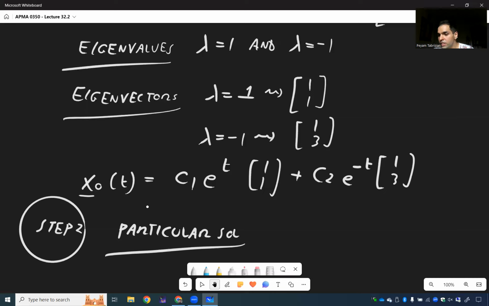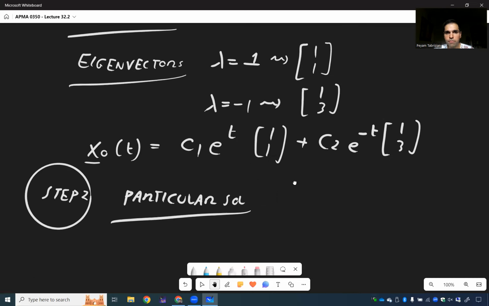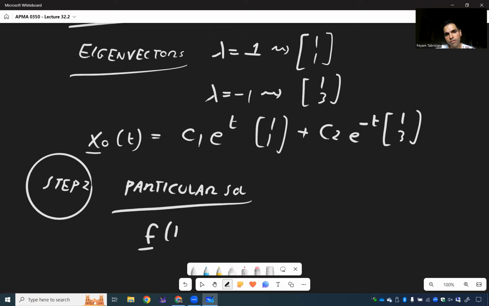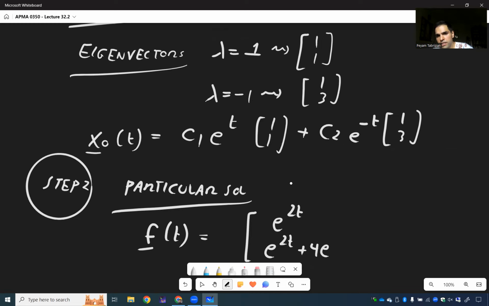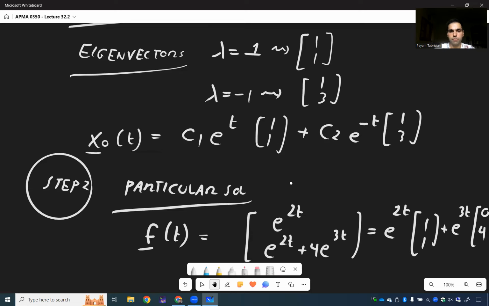And I would like to remind you, the f term, f of t, is, I believe, (e^(2t), e^(2t) + 4e^(3t)), which you'll see in a second why we do this, but it's important to split it up into exponential terms. So e^(2t) times (1, 1), plus e^(3t) times (0, 4), I believe.